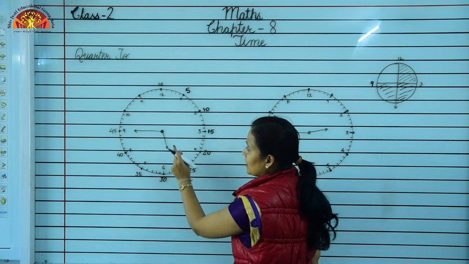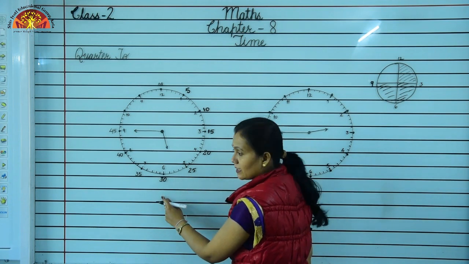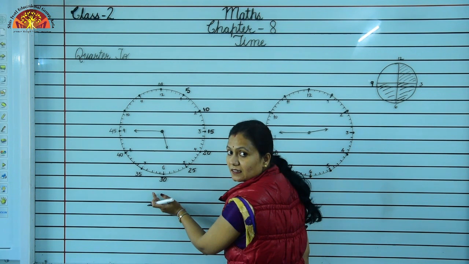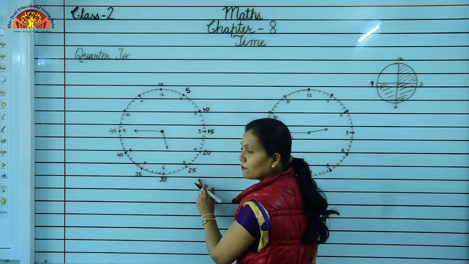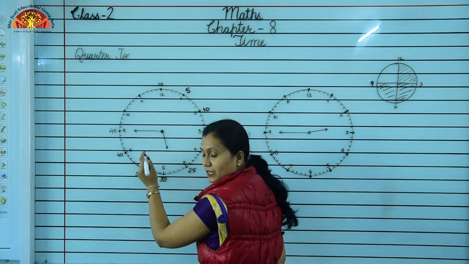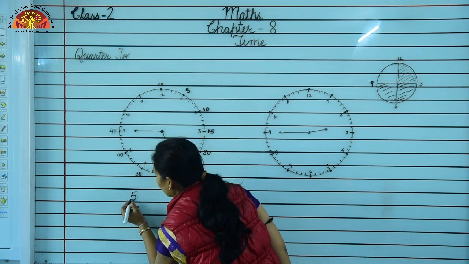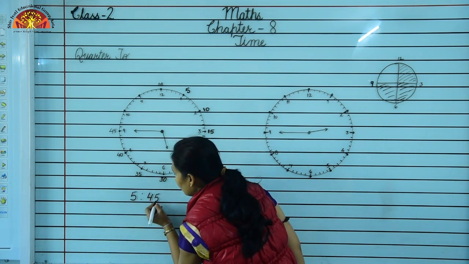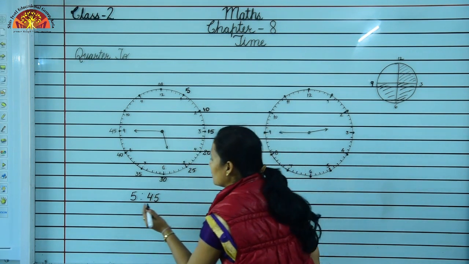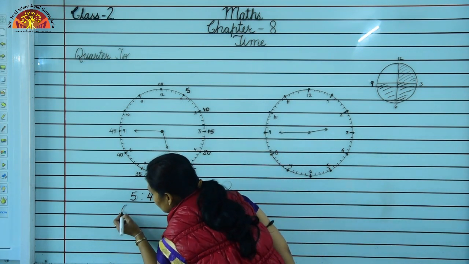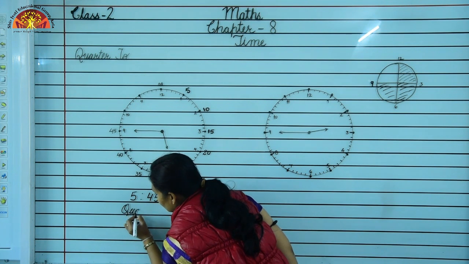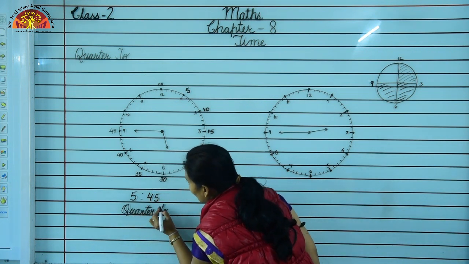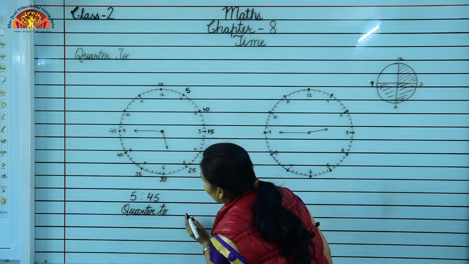Now here the hour hand is between 5 and 6 and has not reached 6. So we can say that it is 5 hours 45 minutes. So we will write it as 5 hours 45 minutes, or it is quarter to 6.